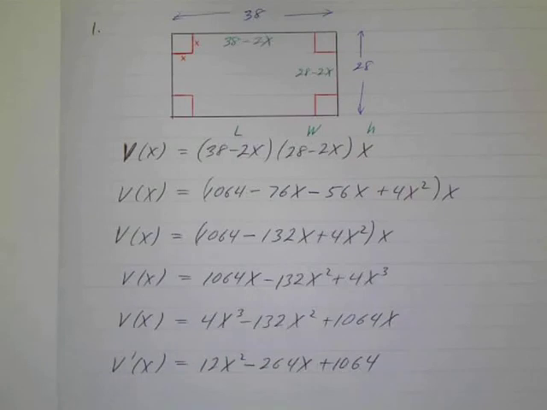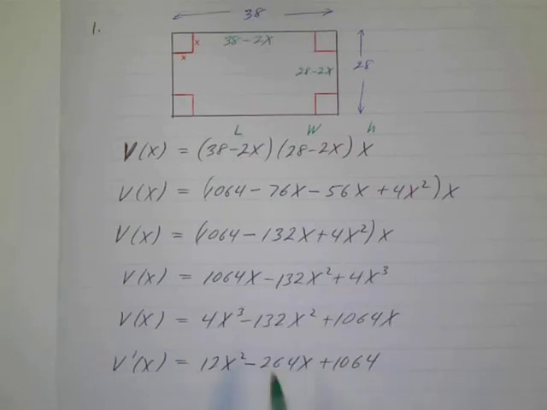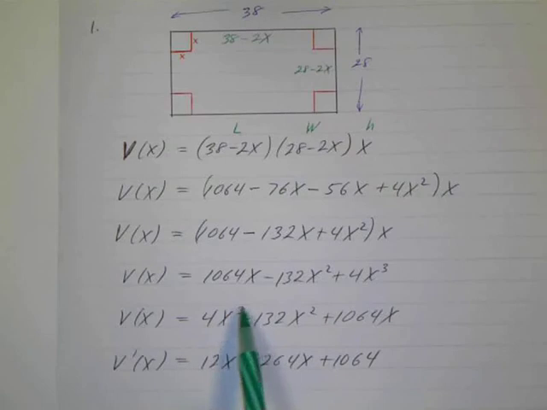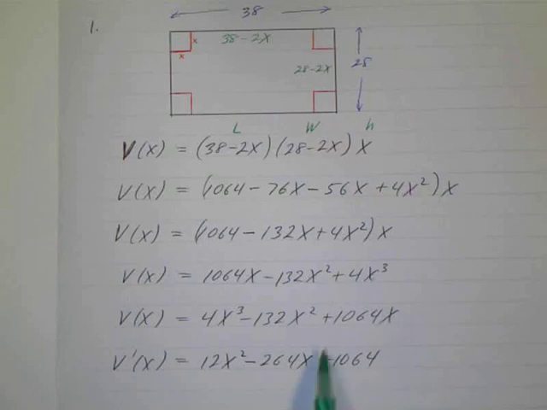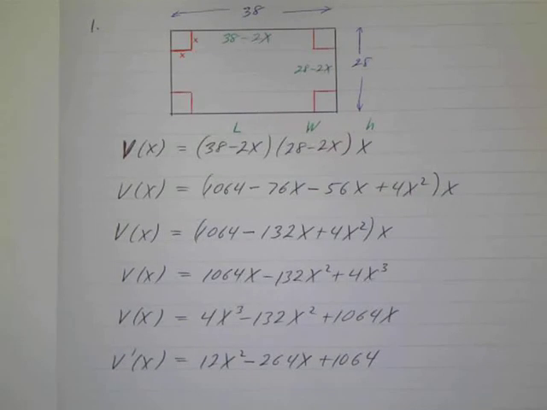So I think that part was pretty straightforward. You just had to be careful with your numbers and multiplying out. And then we want to take the derivative, and that's not too difficult either. That's just going to be 3 times 4 is 12x squared, minus 2 times 132 is 264x, plus 1064 times 1. Okay, so this is my derivative.